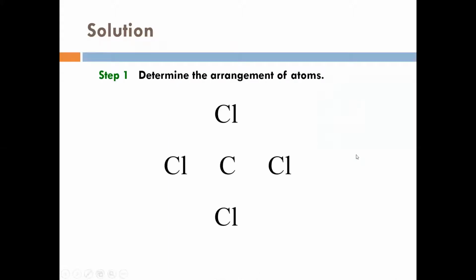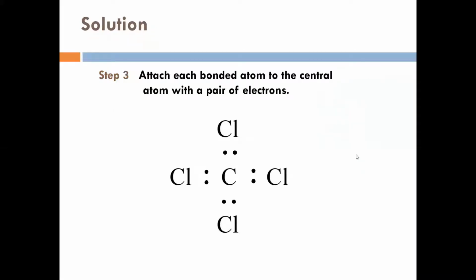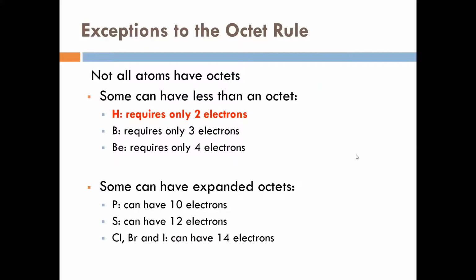There we are. You determine the central atom, remember, the one that can make the most bonds. We determine our total number of electrons, and then we connect them together again, and then we draw them in. So there are only a few exceptions to this octet rule that you have to pay attention to, and the main thing is that hydrogen only requires 2 electrons. The other 2 that might come up, however, it will not come up in this course, are boron and beryllium. Boron only requires 3 electrons, and beryllium only requires 4.